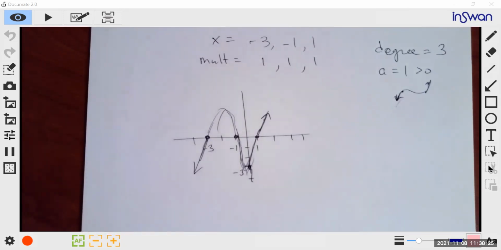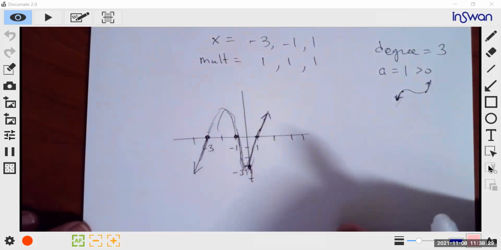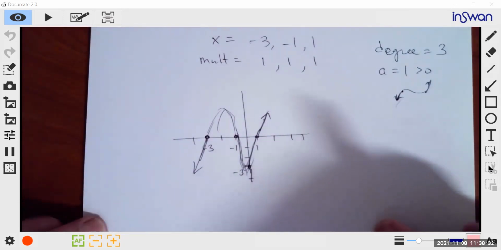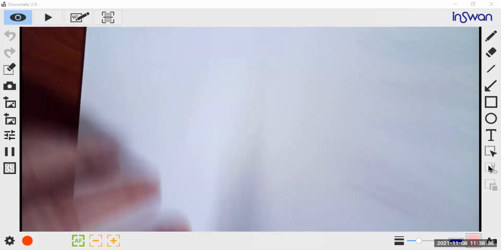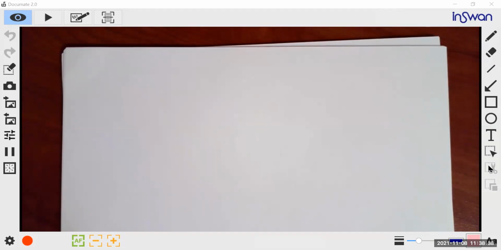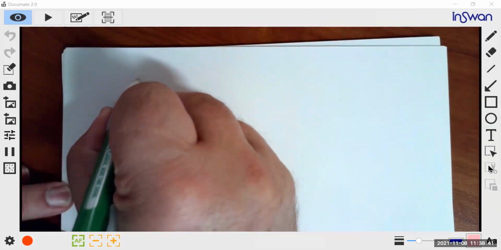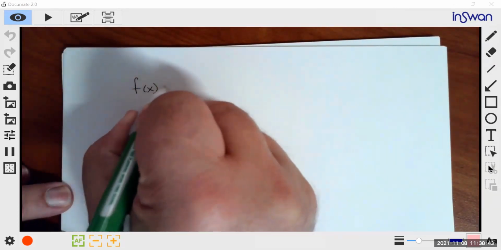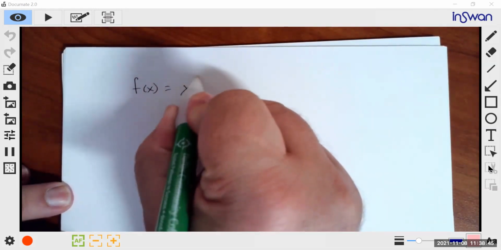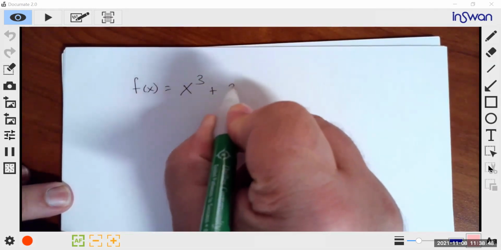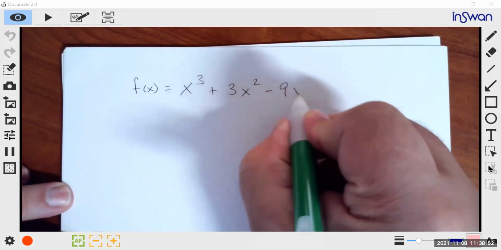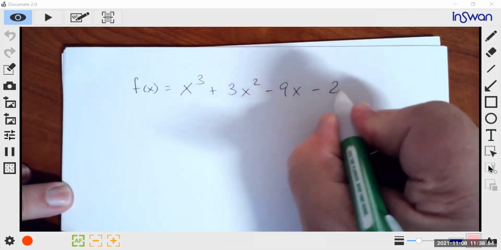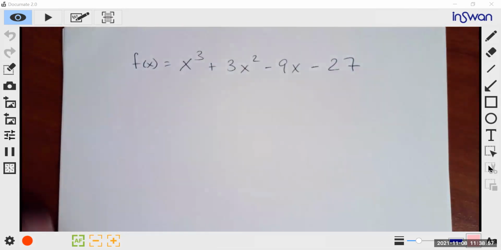Is it okay? Pretty good so far? Let's try one more. x cubed plus 3x squared minus 9x minus 27.